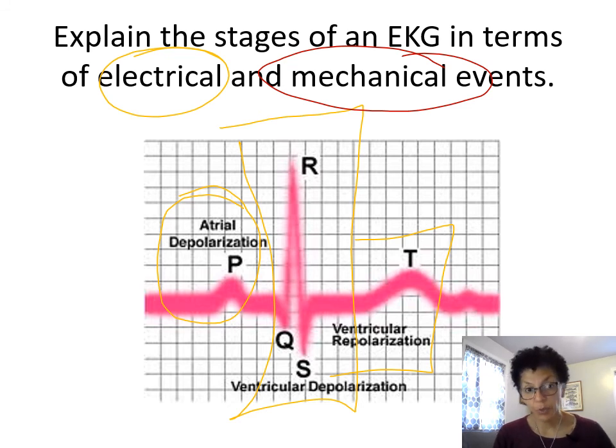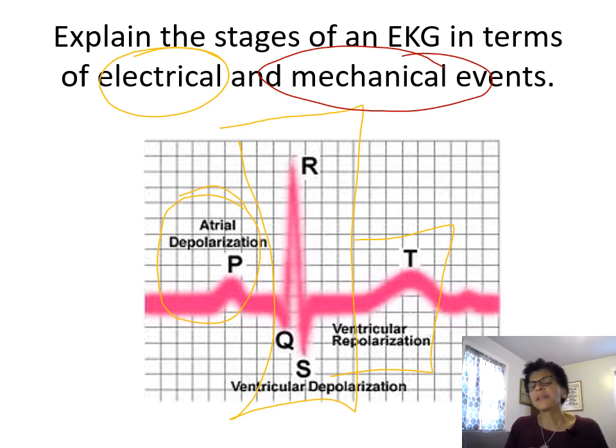So atrial depolarization, that's an electrical event. In the flat line that follows, the atria myocardium should contract or go into systole. QRS complex, well, that's an electrical event. That's ventricular depolarization. In the flat line that follows, the ventricle should contract or go into systole. T wave, ventricular repolarization. But in the flat line that follows, the ventricle should relax or go into diastole.